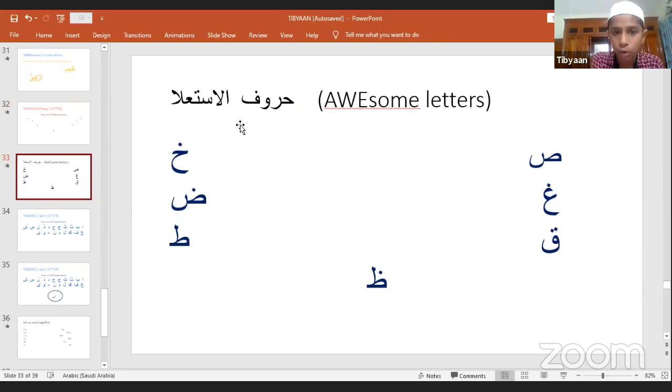Then we learned another name for this: Hurooful Isthi'laa. I hope that everyone has noted it down. Hurooful Isthi'laa is based on the sifat. And we even learned the funny name, like bouncing letters, awesome letters. Every letter has awe in it: saw, ha. Everything has awe if you listen carefully.